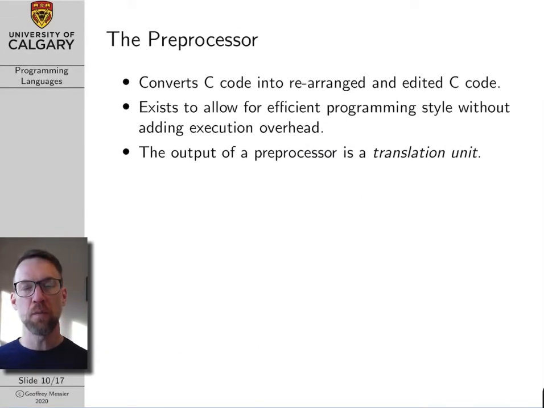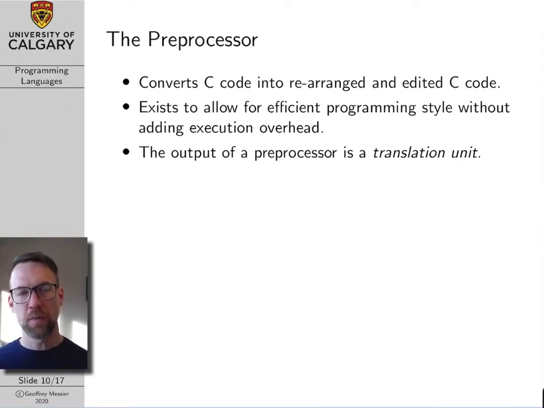So the first thing I want to talk about is a preprocessor. Now, a preprocessor doesn't necessarily exist in all tool chains, but it is something that does exist in C and C++. And it basically converts C code to C code, which is a little bit confusing, but I'll show you an example. And the reason why a preprocessor exists is to basically allow a more efficient programming style without bringing in a lot of overhead.